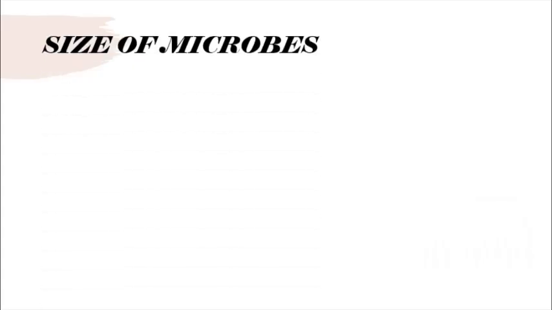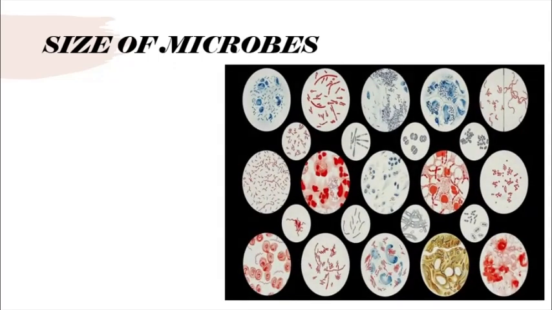Now children, microbes are very small in size. We can't even see some of them with the naked eye. To see them, we require a microscope. Some microbes are not even visible under a normal microscope. We require an electron microscope to observe them.